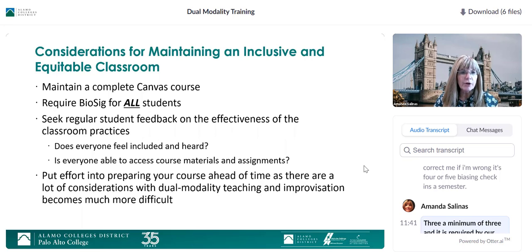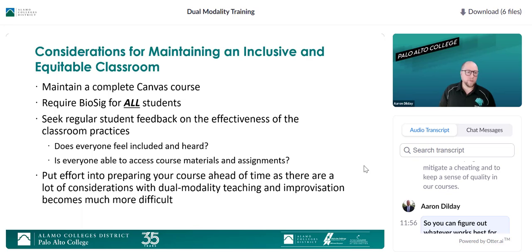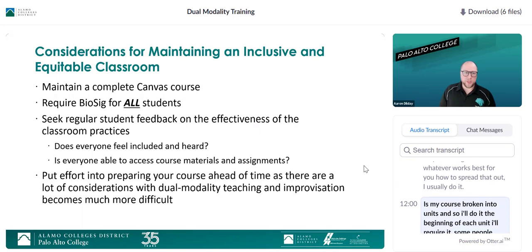And it is required by our accrediting agency to show that we are trying to mitigate cheating and to keep standards of quality in our courses. So yeah, you can figure out whatever works best for you, how to spread that out. I usually do it. I have my course broken into units, and so I'll do it at the beginning of each unit. I'll require it. Some people, I think Dean Lee said he does it at the beginning of every exam. He offers like 3 or 4 exams. However you feel the best way to break it up is for you.